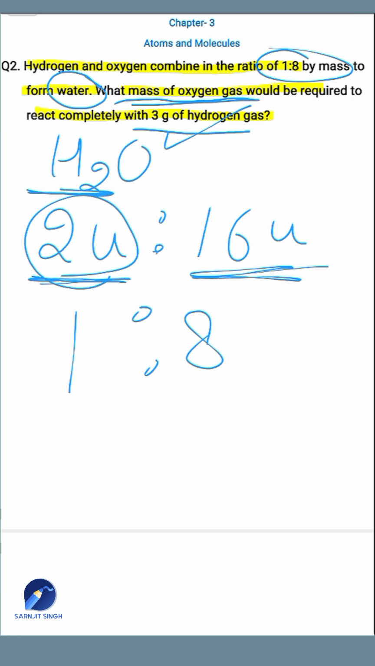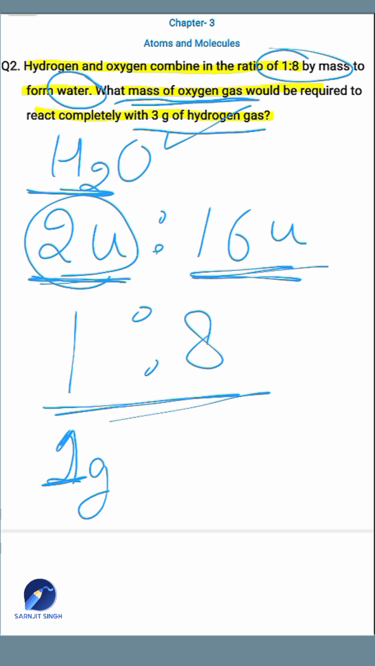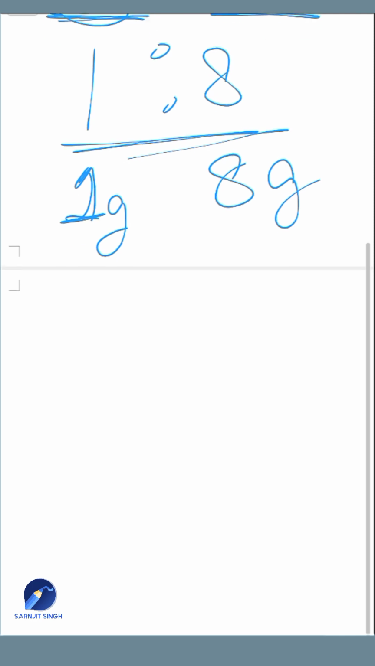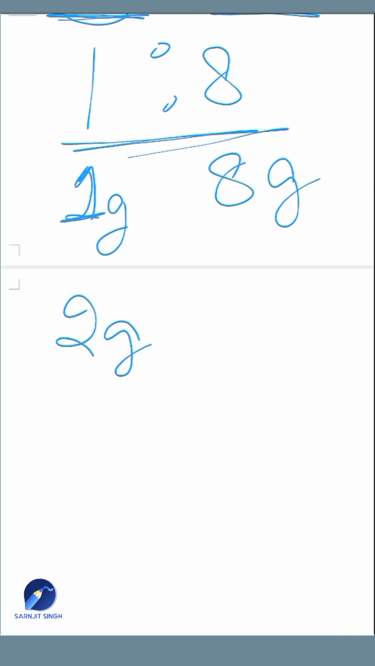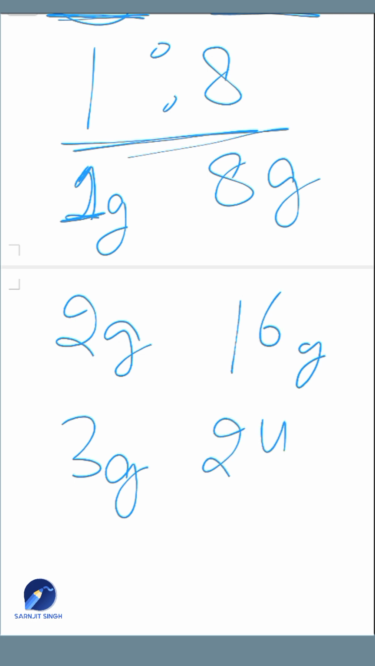Now we have to find what mass of oxygen gas would be required to react completely with 3 grams of hydrogen gas. The mass of hydrogen is given, but we have to find the mass of oxygen gas. From here we easily understand that if 1 gram of hydrogen is there, then it reacts with 8 grams of oxygen gas. If 2 grams is there, then it reacts with 16 grams. If 3 grams of hydrogen is given, then it reacts with 24 grams of oxygen gas. That is what we have to find here.